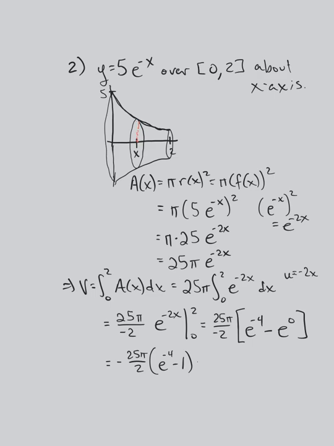Okay? However you do it, you could even stop there if you wanted to. Just realize that actually is a positive number. Or you could rewrite it as 25 pi over 2 times 1 minus e to the -4. And that's the volume. Now we just need to approximate it. So instead of pausing, I'm just going to type it in. But you might want to practice with me.